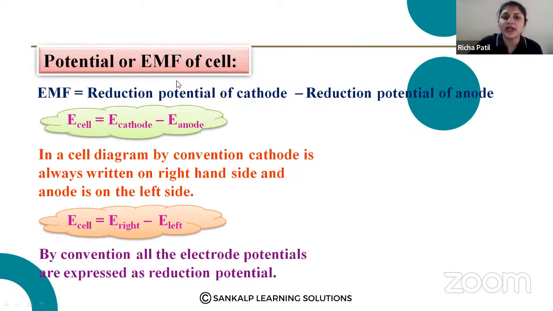Next is potential or EMF of the cell, the electromotive force of the cell. EMF is given as reduction potential of cathode minus reduction potential of anode, that is, E cell equals E cathode minus E anode. In a cell diagram, by convention, cathode is always written on the right side and anode on the left side. So E cell equals E right minus E left. By convention, all electrode potentials are expressed as reduction potentials.